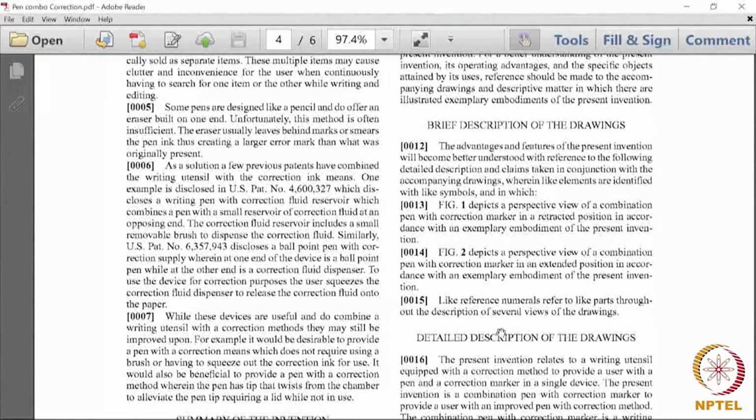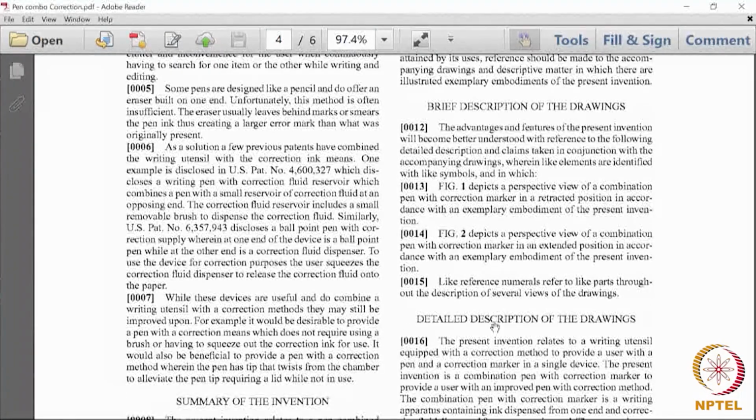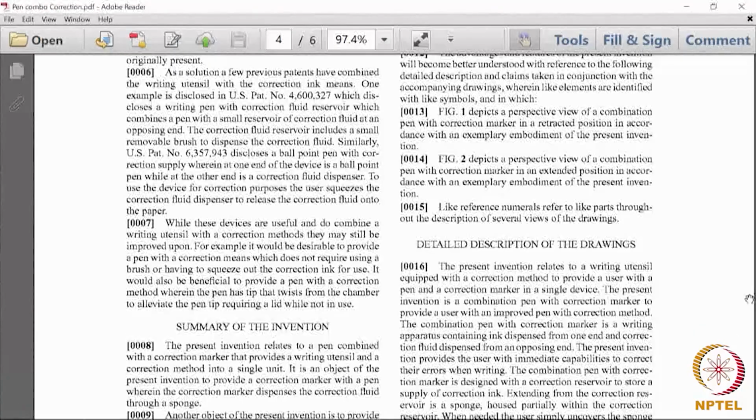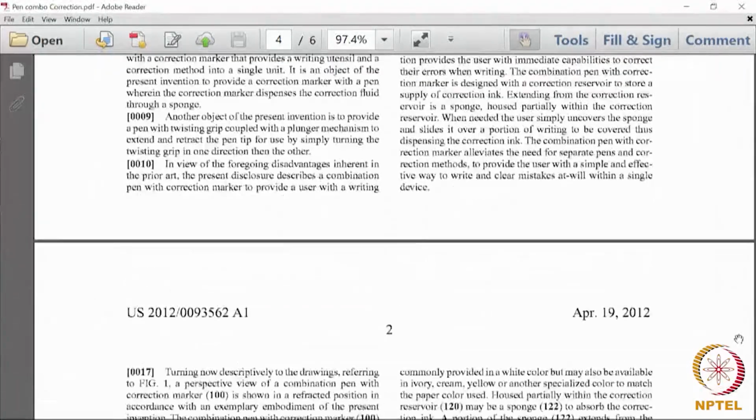Now, following the description of drawing, the next heading will be detailed description of the drawing. Now, in the detailed description, you will actually tell how the device is constructed, what the parts are, and how the parts work with each other. This is the detailed description.